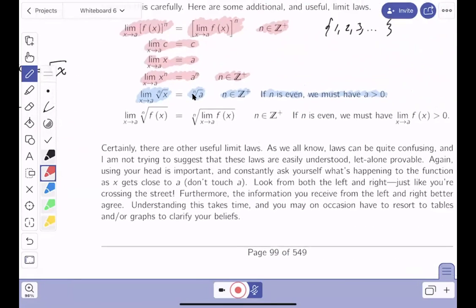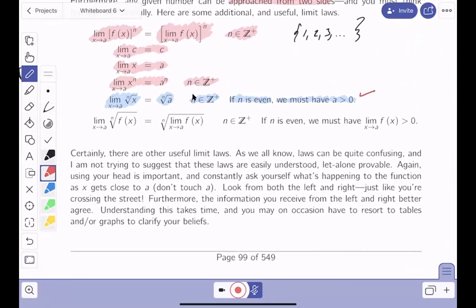Bring us back over here. This is something that's going to require some thought on your end. My gut feeling is if you draw a picture, it's going to be kind of easy. You'll realize you can't approach it from both sides of 0 for even roots, right? Is that true for odd roots? No. Odd roots have a domain of all real numbers.